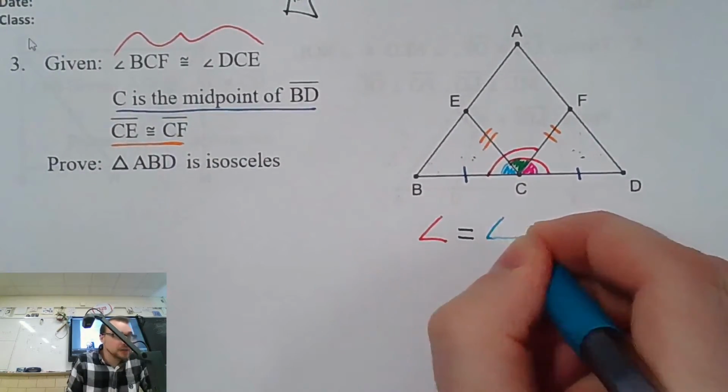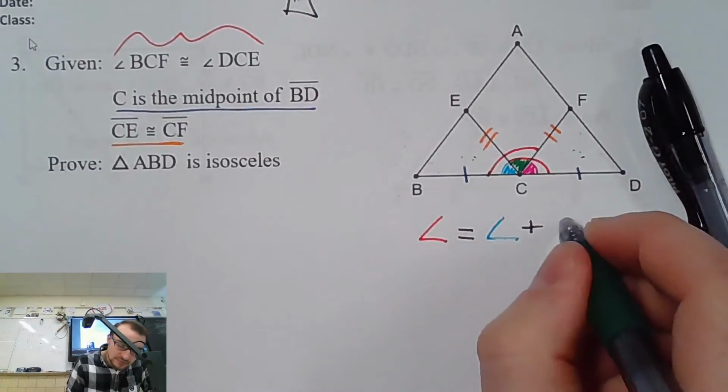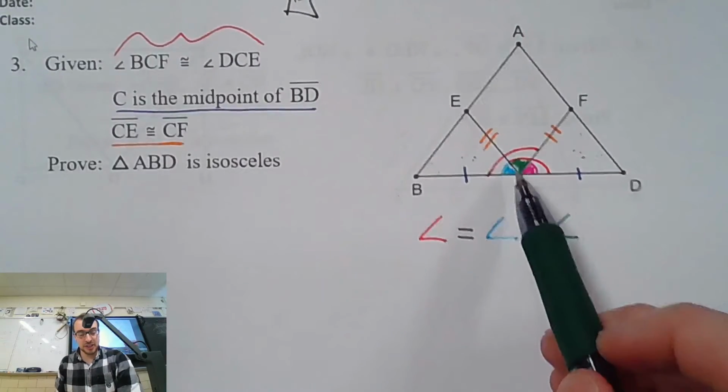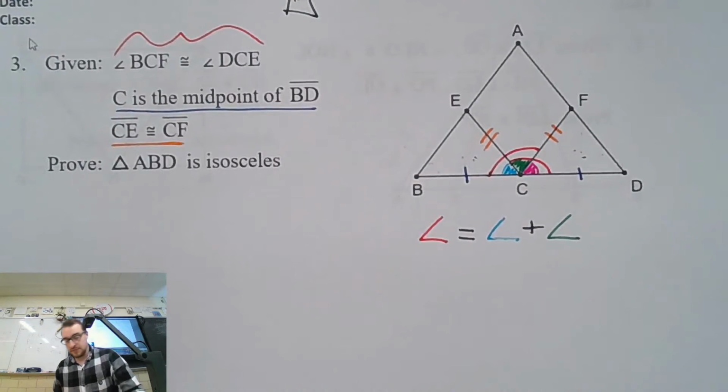I could write this out with letters, right? I could. But I'm going to use colors because it's a lot faster. Now I know that by angle addition postulate, right? Angle addition postulate says the two little pieces add up to the big one, right? And it's a postulate because of course it is. No theorem there. We just have to accept that to be true.